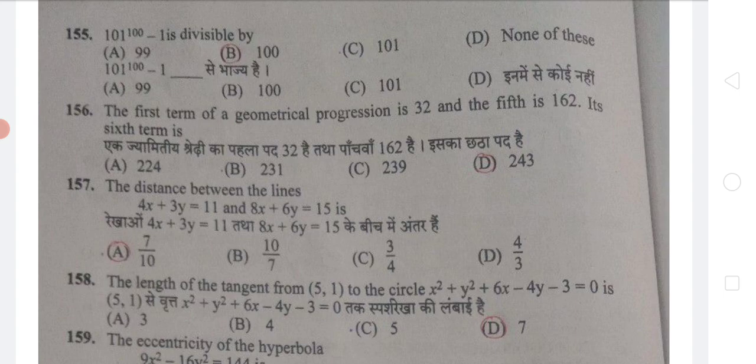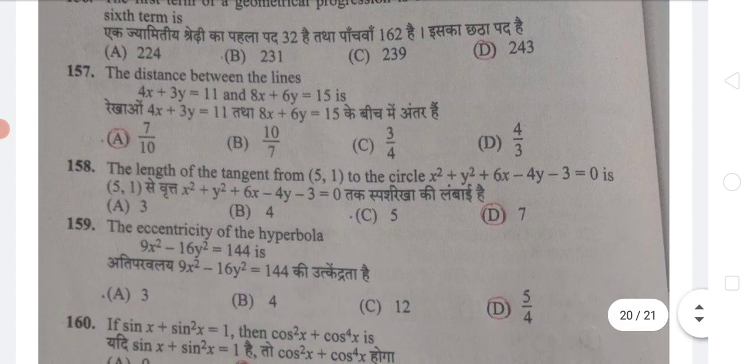101 to the power 100 minus 1 is divisible by B. 100. The first term of a geometric progression is 32 and the fifth is 162. Its sixth term is D. 243. The distance between the lines 4x plus 3y equals 11 and 8x plus 6y equals 15 is A. 7/10.